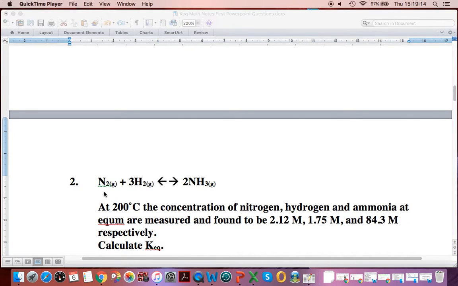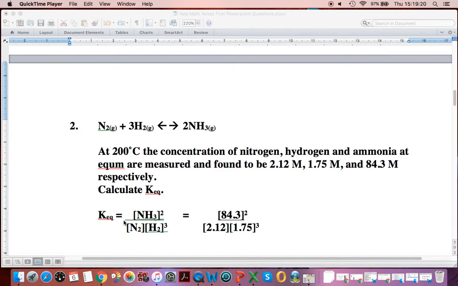Number 2. Same kind of question, different equilibrium. So we have the equilibrium in the formation of ammonia. We're going to start out with a KQ expression, and then we just make sure we pop these numbers in the right spots. We got to remember to square the ammonia concentration and cube the hydrogen concentration.